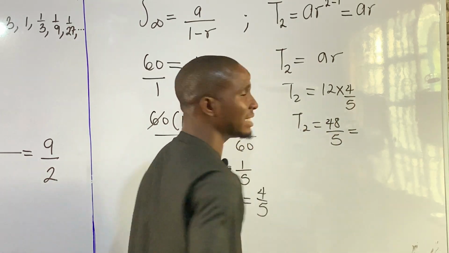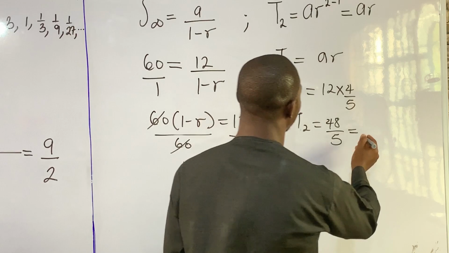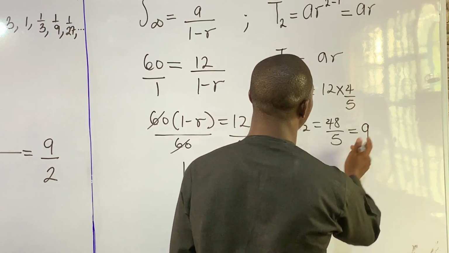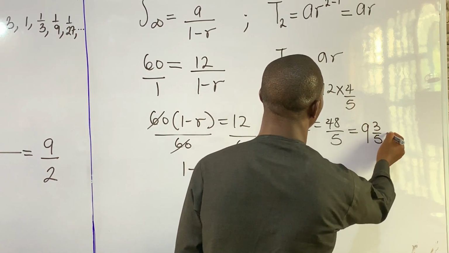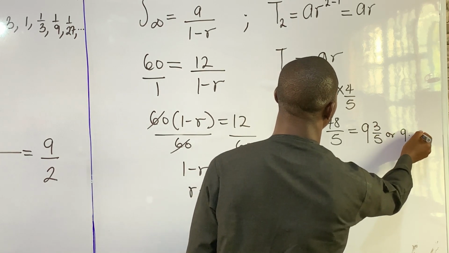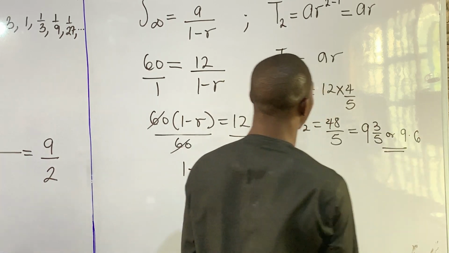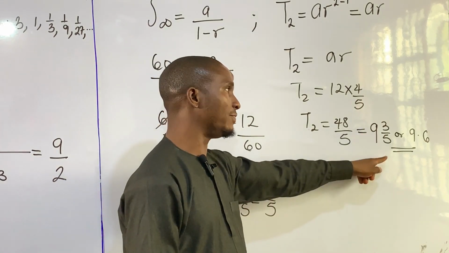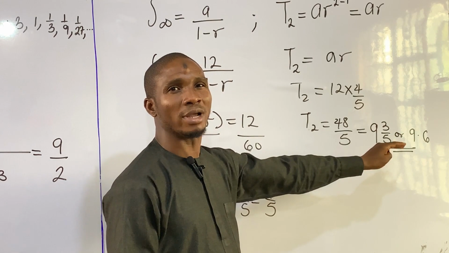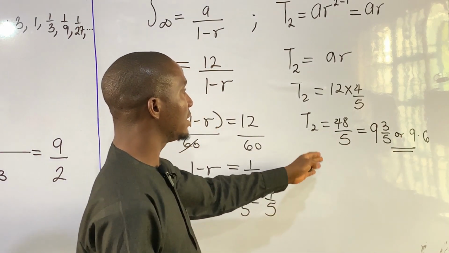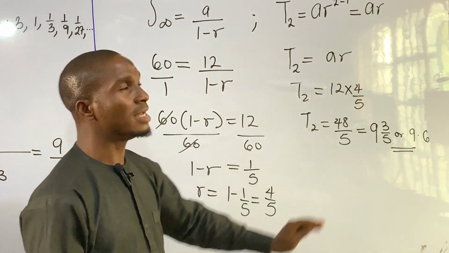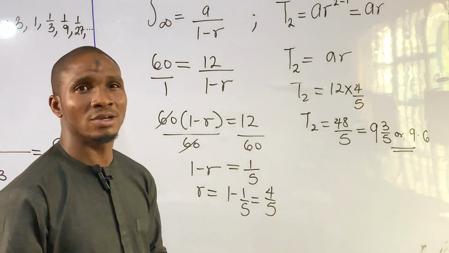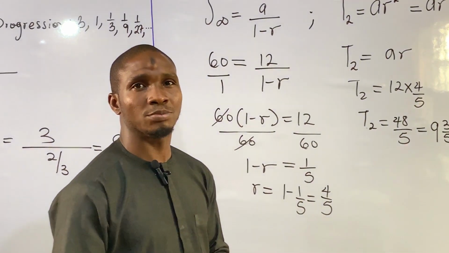How many 5s can we see in 48? That is basically going to be 9 whole number, then 3 over 5, or 9.6. So it means the second term is going to be 9 whole number 3 over 5, or 9.6. This is going to be the second term. And this is going to be the end of geometric progression.